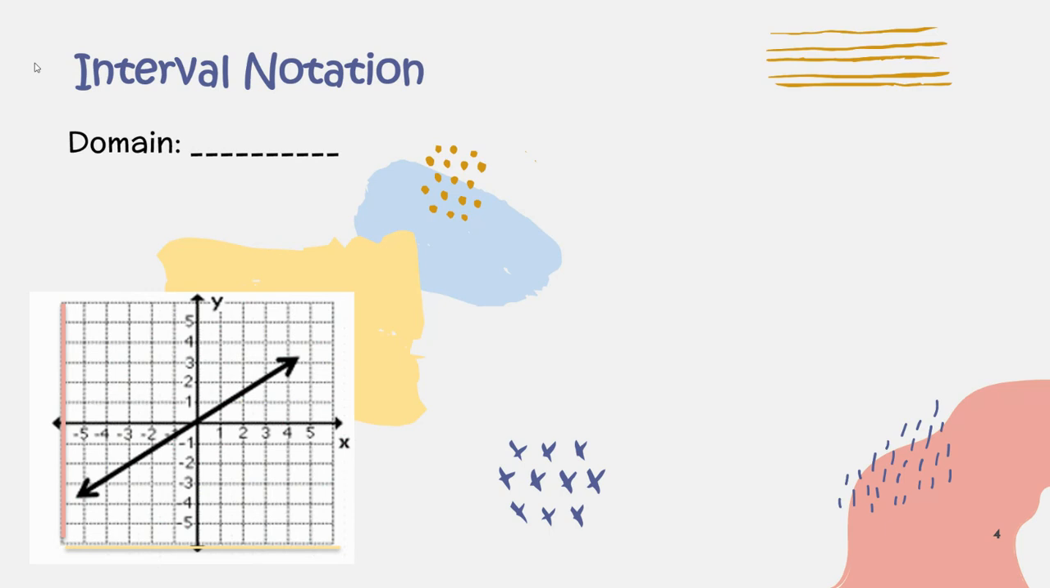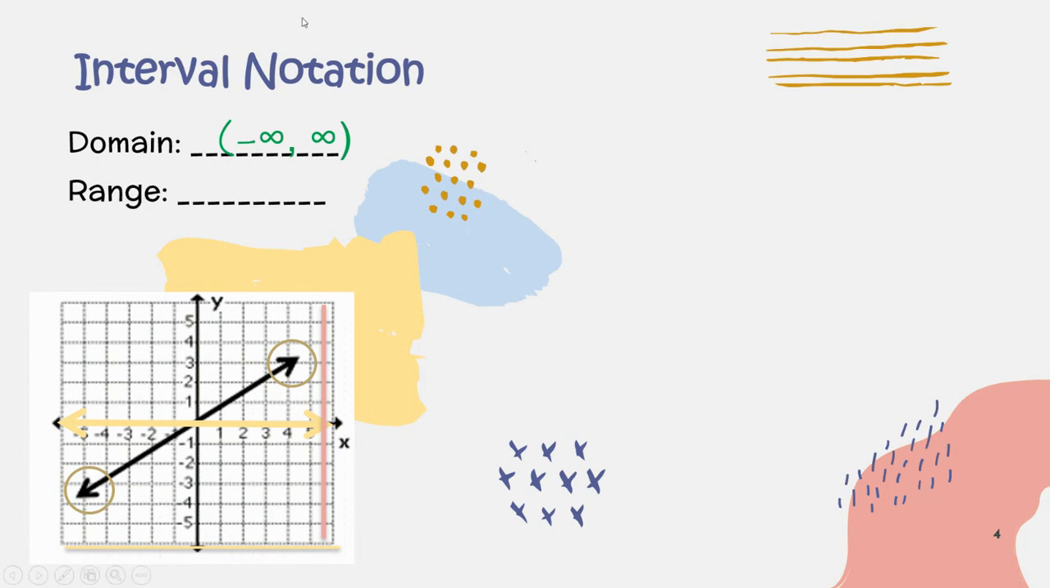So again, remember the x values from left to right. And we see we got an arrow, meaning that it continues on. So that's going to be negative infinity. And then our right arrow continues on, so that's going to be positive infinity.